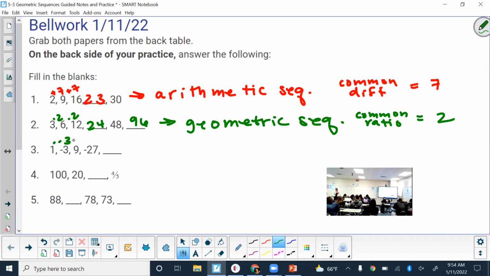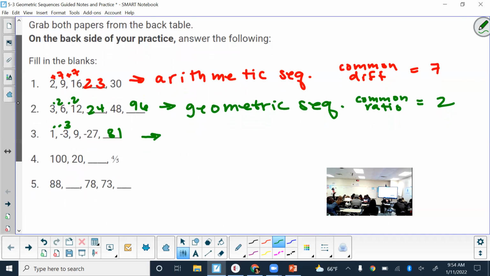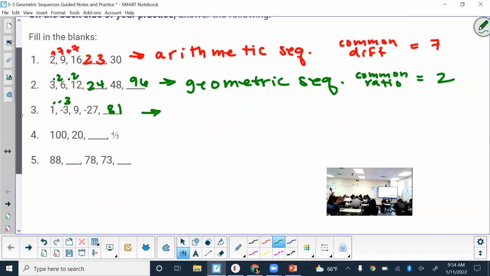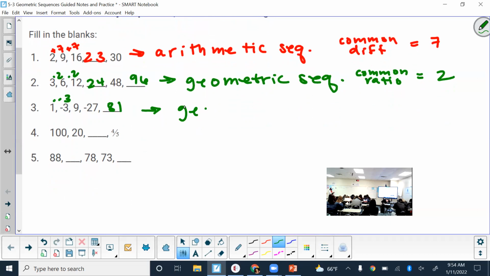So what number fits in this last space? What's -27 times -3? Positive 81. Good. So an arithmetic sequence or a geometric sequence? Geometric, because we're having to multiply each time. So it's a geometric sequence. What's our common ratio? -3. So whatever you multiply by to get to the next number.